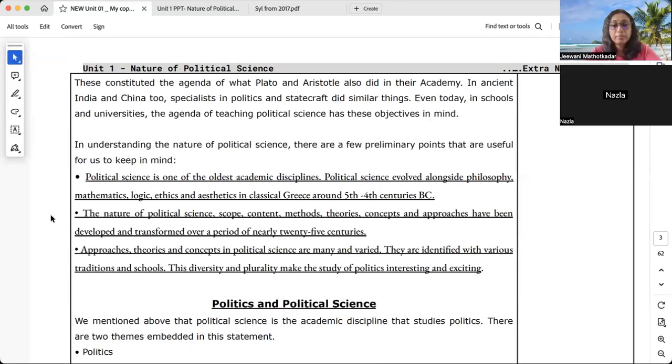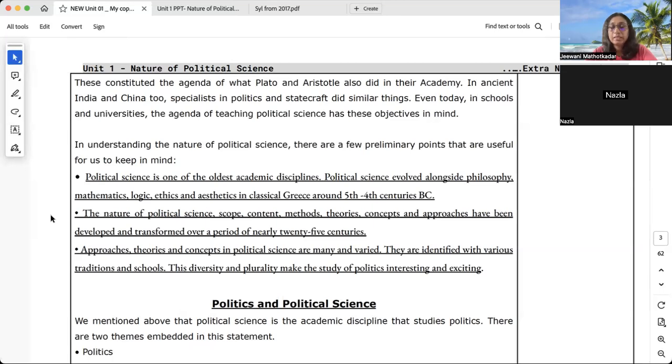In understanding the nature of political science, there are a few preliminary points that are useful for us to keep in mind. One thing is that political science is one of the oldest academic disciplines. Various other subjects were developed along with political science, such as philosophy, mathematics, logic, ethics, aesthetics, in ancient Greece around the 5th and 4th centuries BC. That is one thing you have to remember.